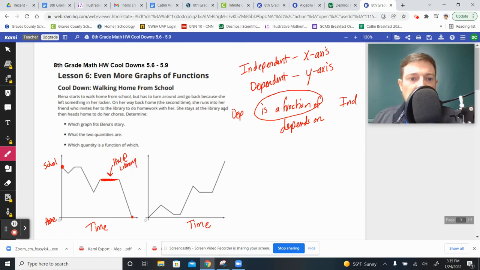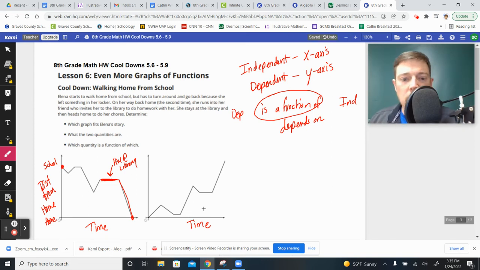She stays at the library and then heads home to do her chores. So this would be heading home, and then at home I'll get my chores done. So that seems to match everything. This would be time, and then over here we'd have to specify that as distance from home because she's starting at the school at 0 time and then kind of works through the story.